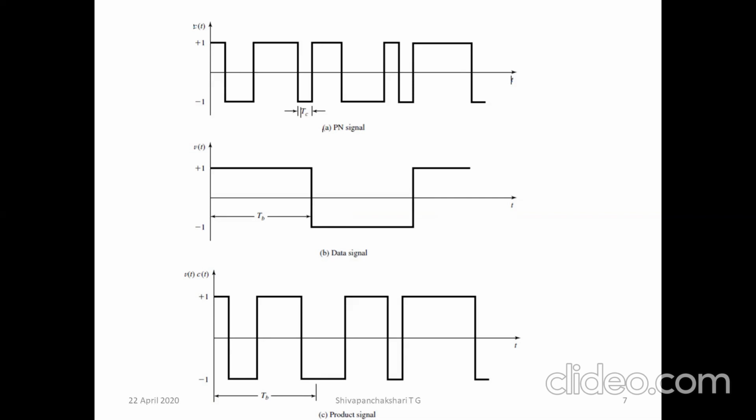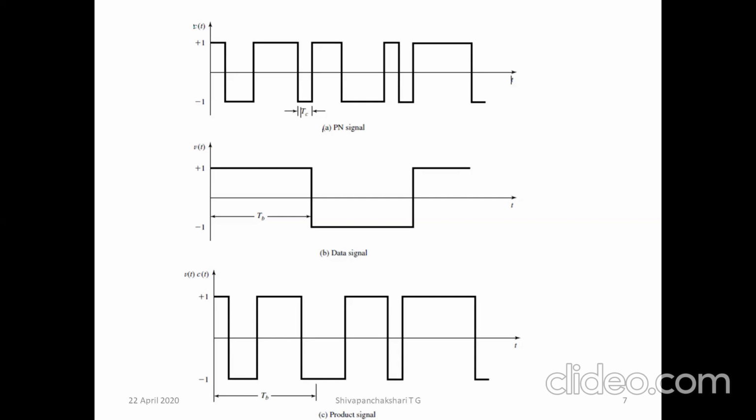The pseudo-random sequence is also a binary sequence having a periodic pattern, which is not known to unintended users. And this c(t), the pseudo-random sequence, is generated based on a particular technique. The second signal is the information signal, which is multiplied with c(t), that is the PN sequence, to get our spreading signal.